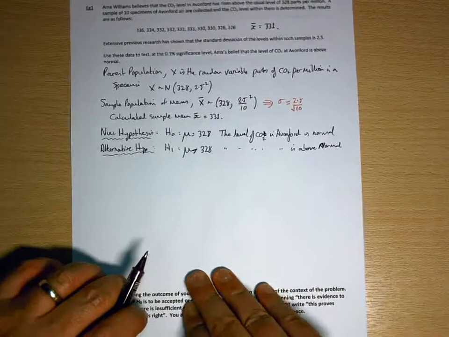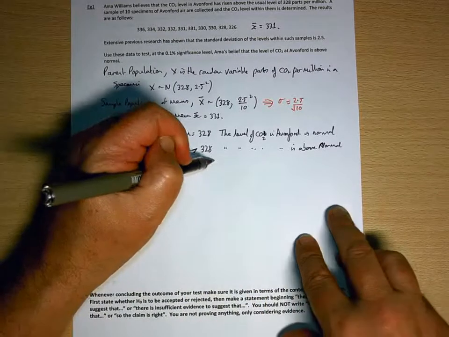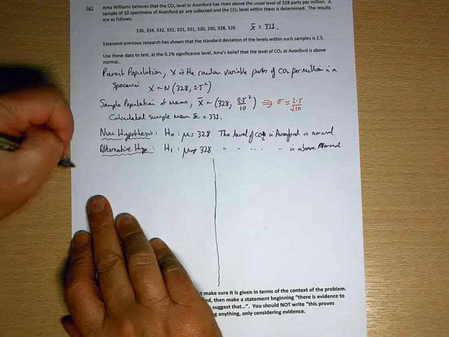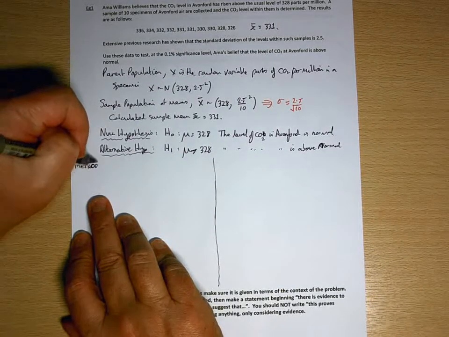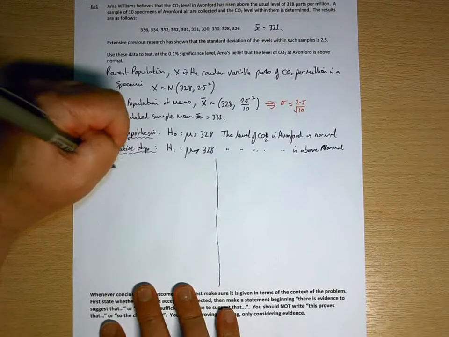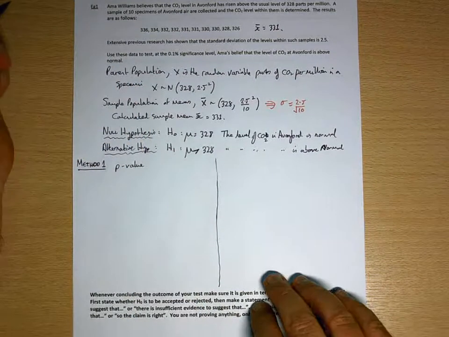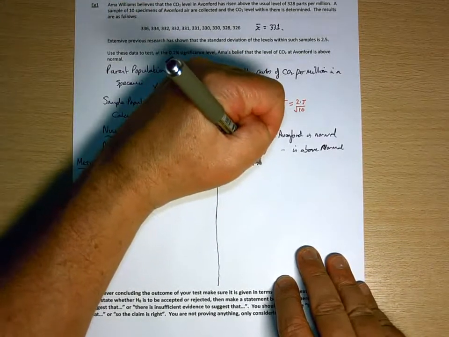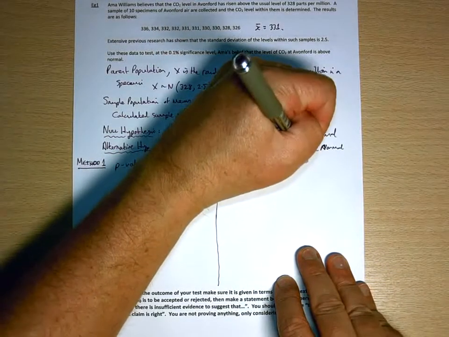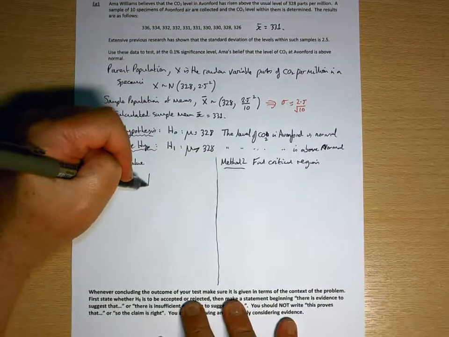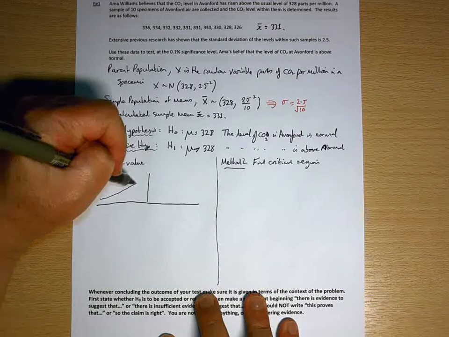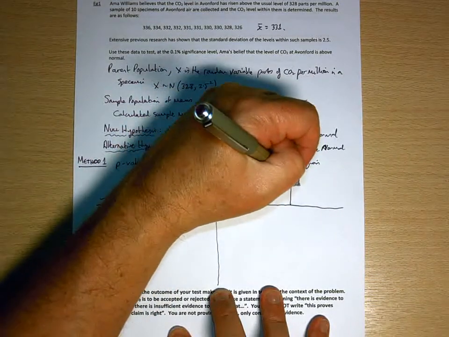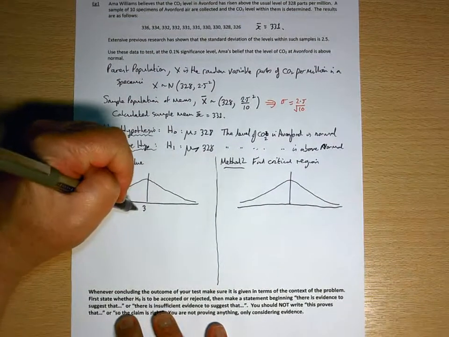Then we come to carrying out the test, and hopefully what you will remember from AS is that there are two different ways to deal with the hypothesis test. Method 1 is you calculate the p-value. I'll talk more about that in a moment. And then method 2 is you find the critical region. So if we consider what we have here as a normal distribution, the mean is 328.